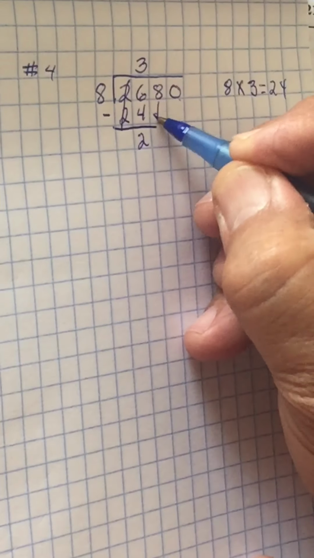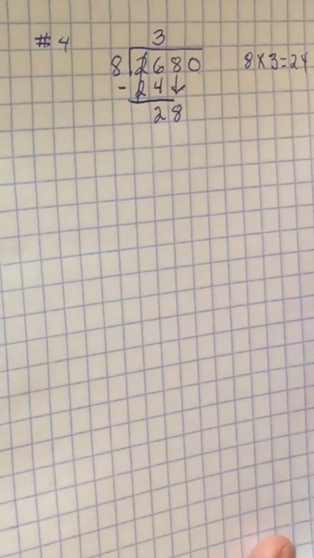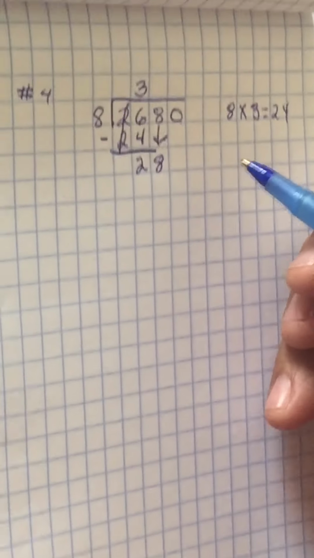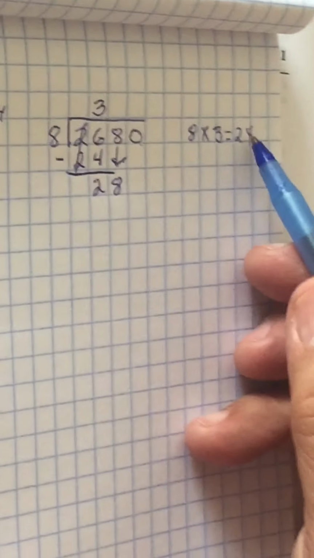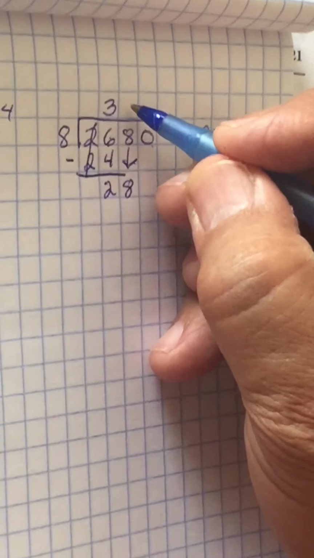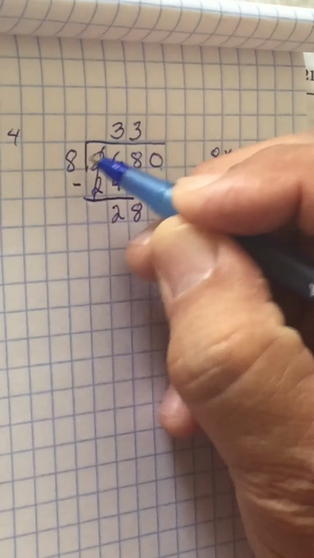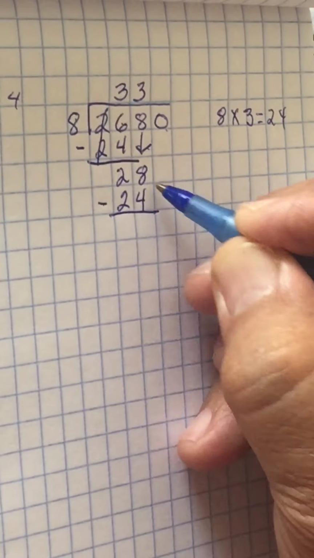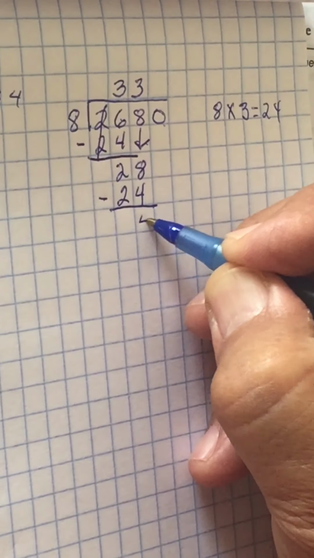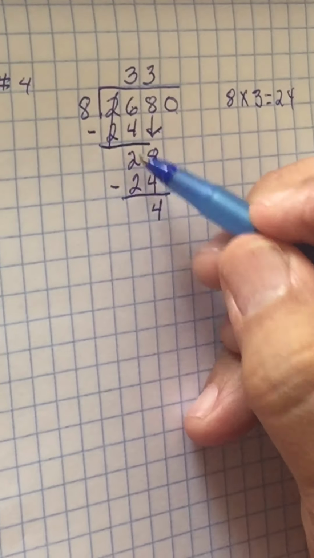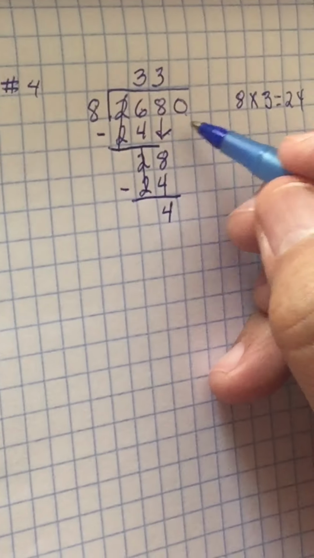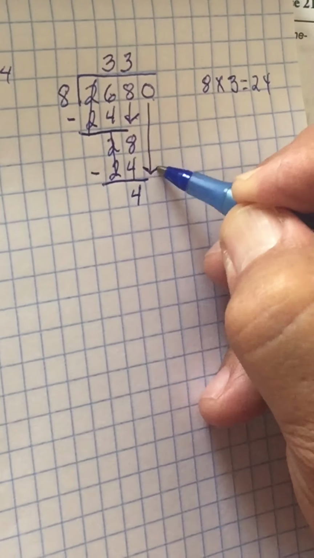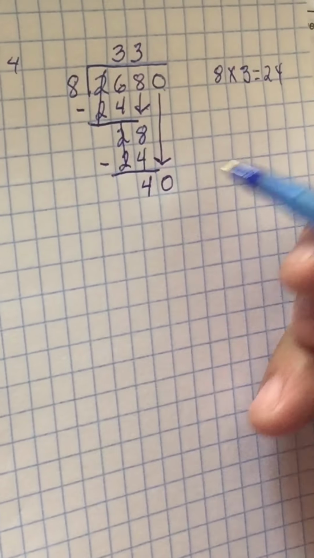And then my next thing is to bring down the 8. And 28 is also very close to 24. 24 is close to 28, so I'm going to use another 3. 3 times 8 is 24. Subtract. 8 minus 4 is 4. And 2 minus 2 cancels. And that tells me to bring down the next number, which is a 0.